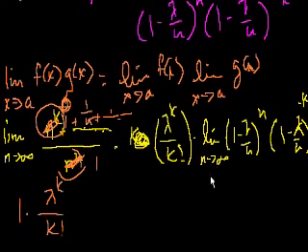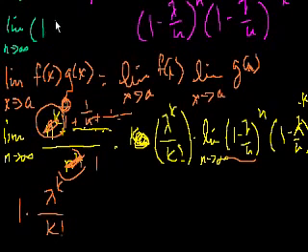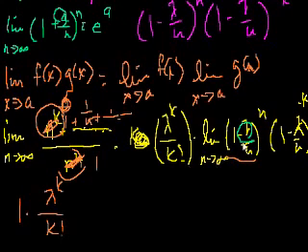Now what's the limit as n approaches infinity of this thing right here? 1 minus lambda over n to the n. Well, in the last video we showed that the limit as n approaches infinity of 1 plus a over n to the n is equal to e to the a, right? That's exactly what we have here, but instead of an a, we have a minus lambda, so this is going to be equal to e to the minus lambda.